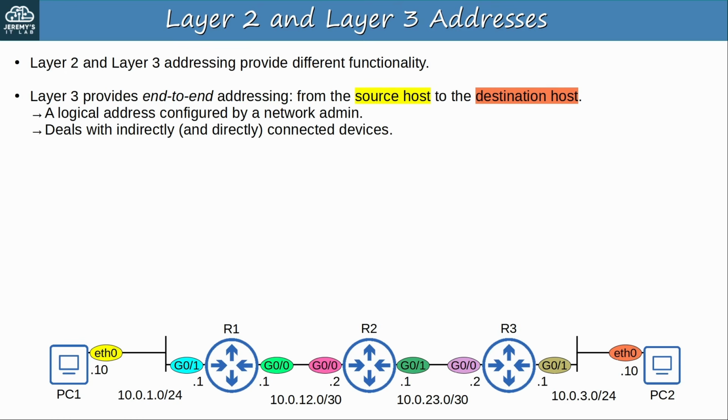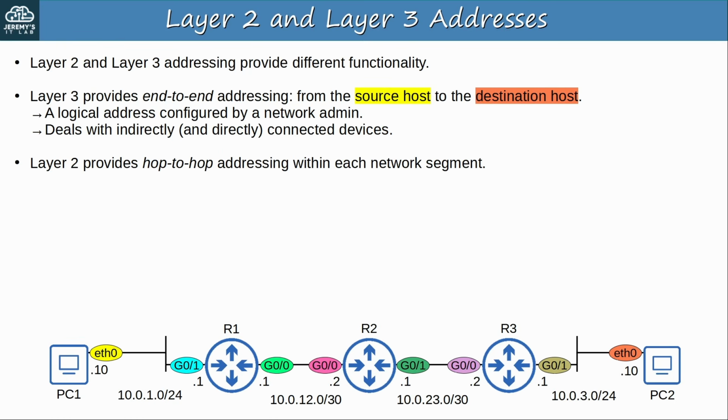Layer 3 addressing deals with indirectly, as well as directly connected devices. At Layer 3, you can address a packet to destinations in the same network, for example, another host connected to the same switch, as well as to destinations in different networks, for example, a host somewhere over the internet.